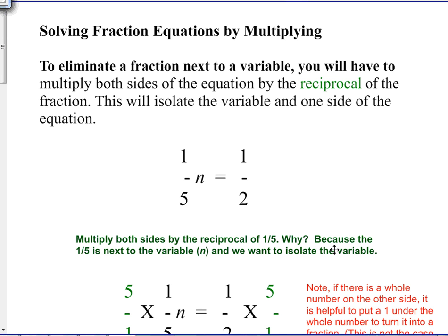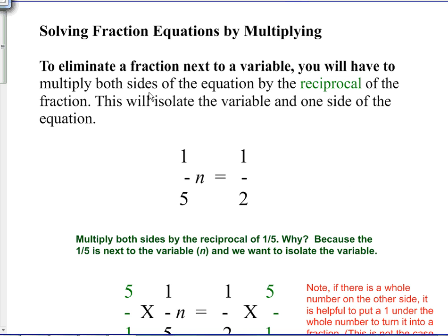Today what we're going to be talking about is solving equations with fractions. In the last video and in the last lessons, we've talked about how to multiply and divide fractions. And at the beginning of the year, we talked about solving equations. Today we're going to combine these two ideas into solving equations that involve fractions.